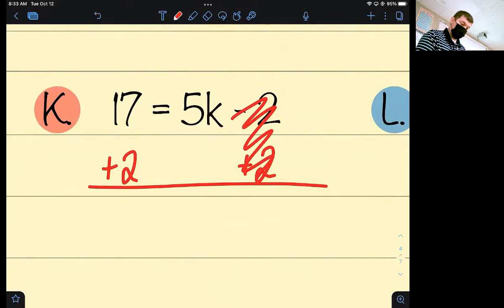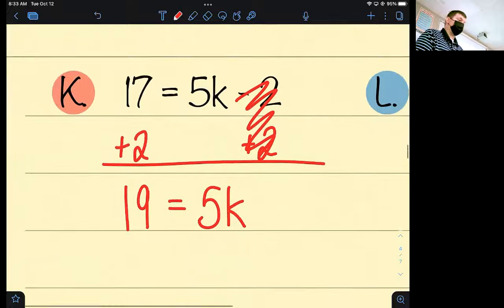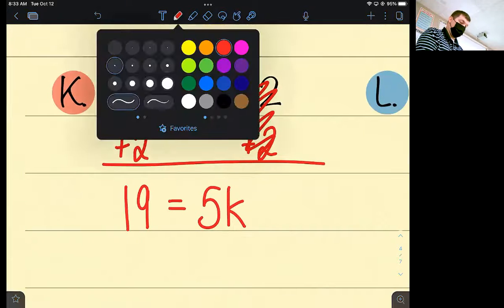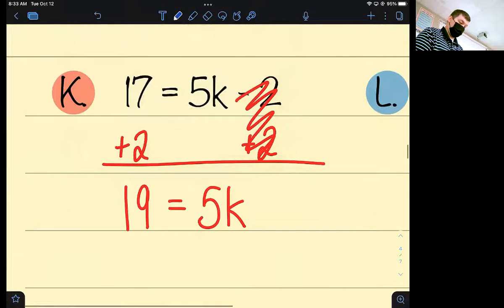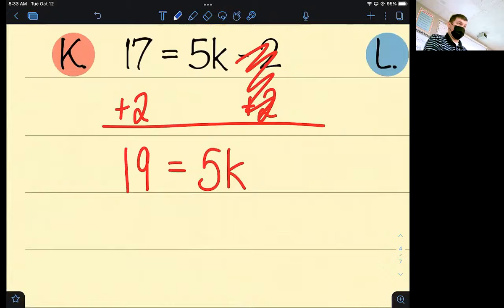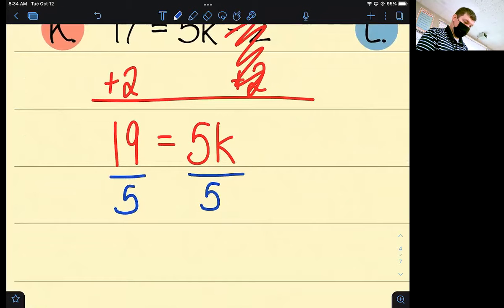Ashlyn, what's 17 plus 2? 19. We got 19 equals 5K. Okay, that's my first step. Step number 2. Branson, what do I need to do to both sides to get rid of the 5 now? All right. Branson, how many times is 5 going to 19? It doesn't go in evenly, does it?